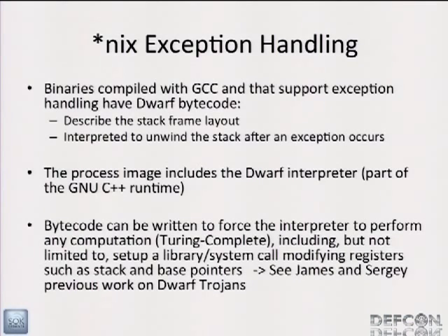So all binaries compiled with GCC that support exception handling. So this is primarily C++ we're talking about. It's also GCJ and any other languages using a GCC backend. LLVM and Clang are GCC compatible here, so I'm not going to differentiate that. So DWARF bytecode is used for describing the stack frame layout, because during exception handling, you need to unwind the stack. And when the authors of GCC were looking at how they wanted to do that, they noticed that it was already in place for debugging purposes. So they just co-opted the same mechanism.